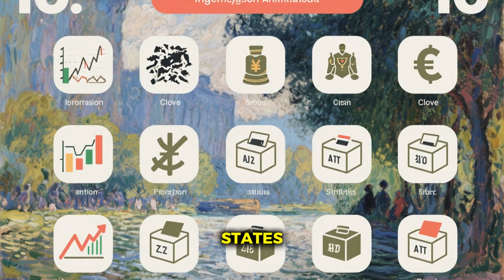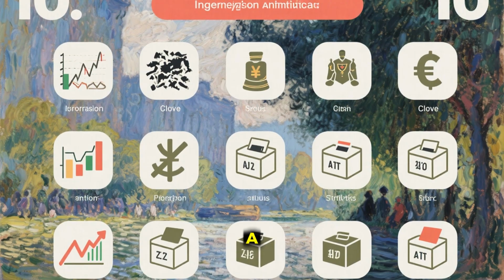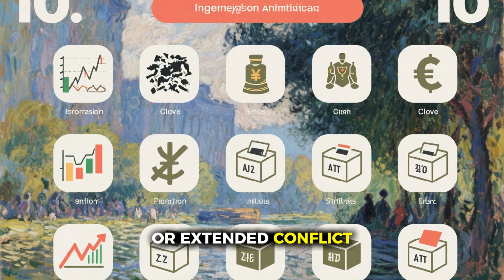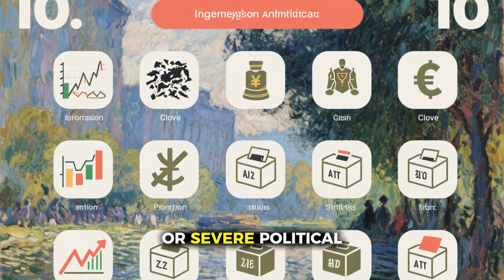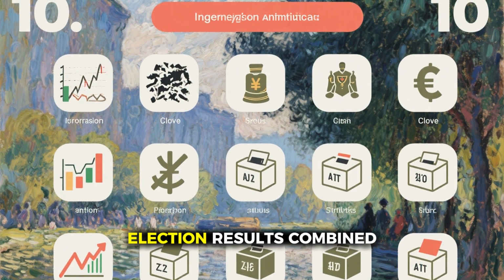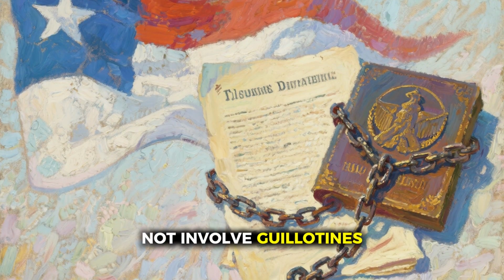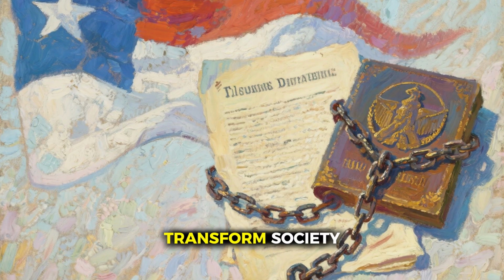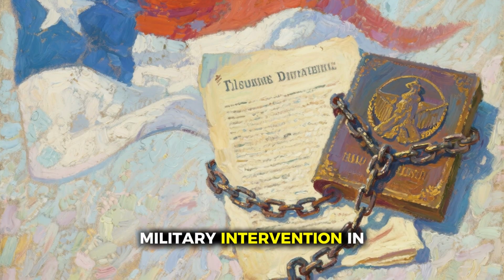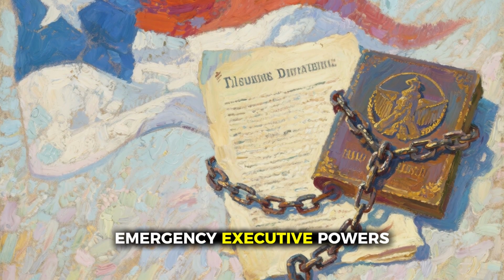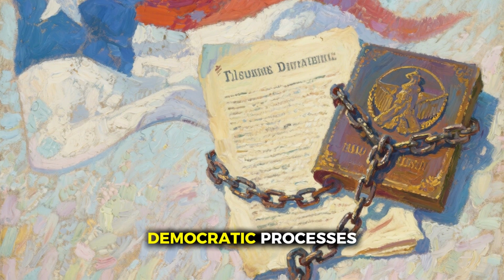For the United States, potential triggers include another financial crisis more severe than 2008, a major military defeat or extended conflict, a currency crisis affecting the dollar's reserve status, or severe political crisis such as contested election results combined with economic distress. Stage 6 need not involve guillotines or firing squads to fundamentally transform society. Modern versions might include constitutional crises, military intervention in civilian politics, emergency executive powers becoming permanent, or de facto oligarchic control replacing democratic processes.